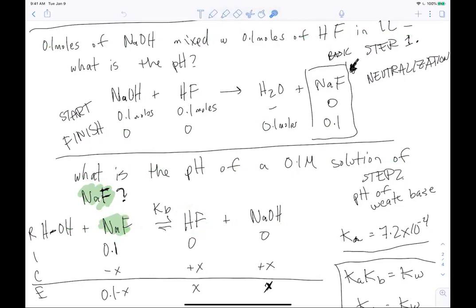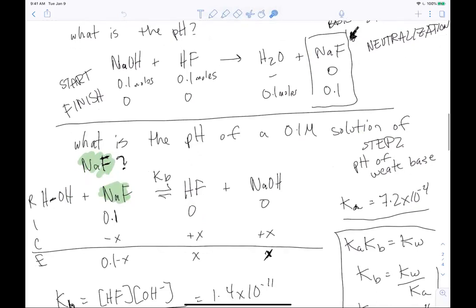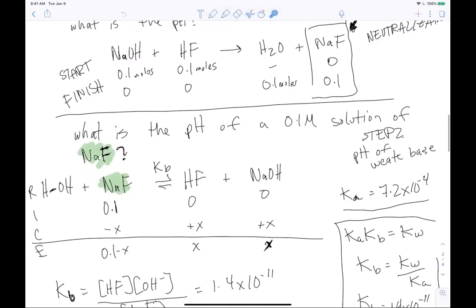Right? If it said what is the pH of a 0.1 molar solution of hydrofluoric acid, then you would write it out in this reaction. It just depends on what your starting species is. So if I'm starting with a base, I'm naturally going to form a little bit of acid.